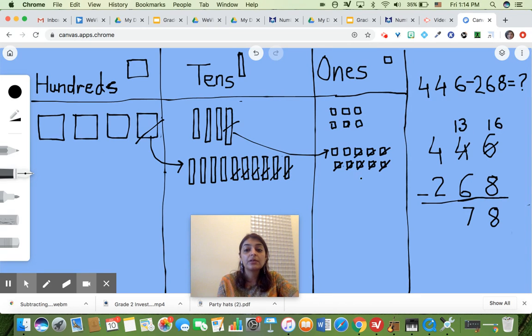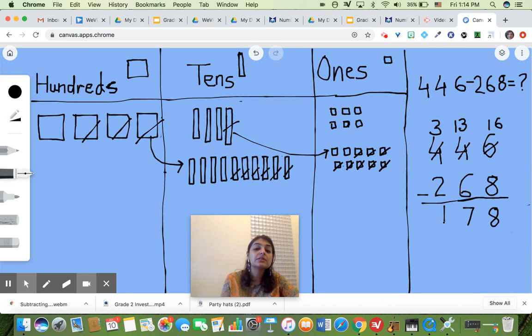So now it's time to subtract the hundreds. So we know we have only 3 hundreds left. We are going to take away 2 hundreds now. 1, 2. So we have only 100 left.